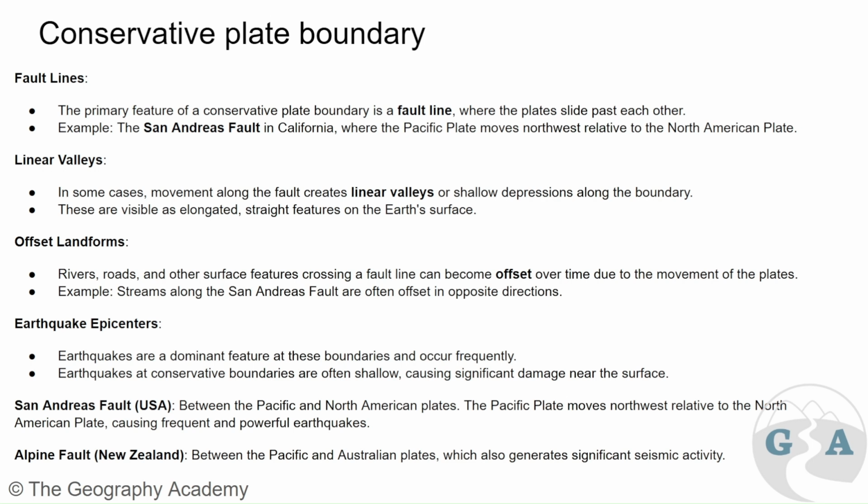Okay, so a couple of things might happen around a conservative plate boundary. It develops fault lines, which increases the potential for where earthquakes could happen. The San Andreas fault line is a very well-known one. Linear valleys can occur as well as part of the fault lines and the offset of the two tectonic plates. We also have earthquake epicenters and the development of different faults throughout those regions.